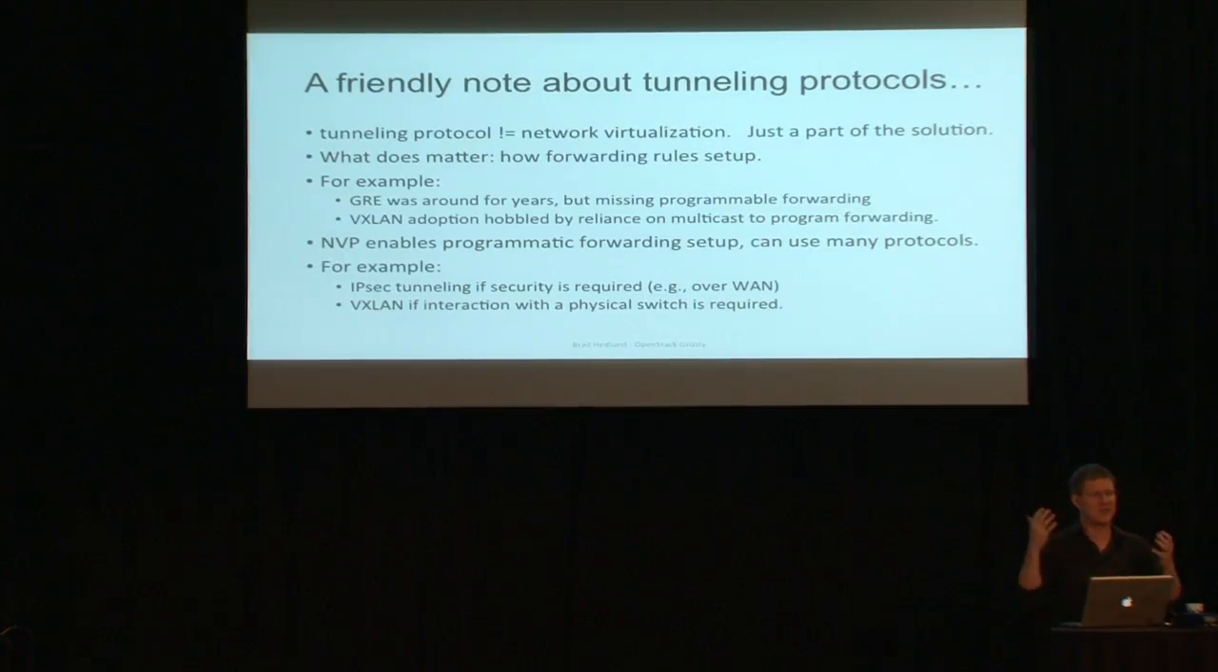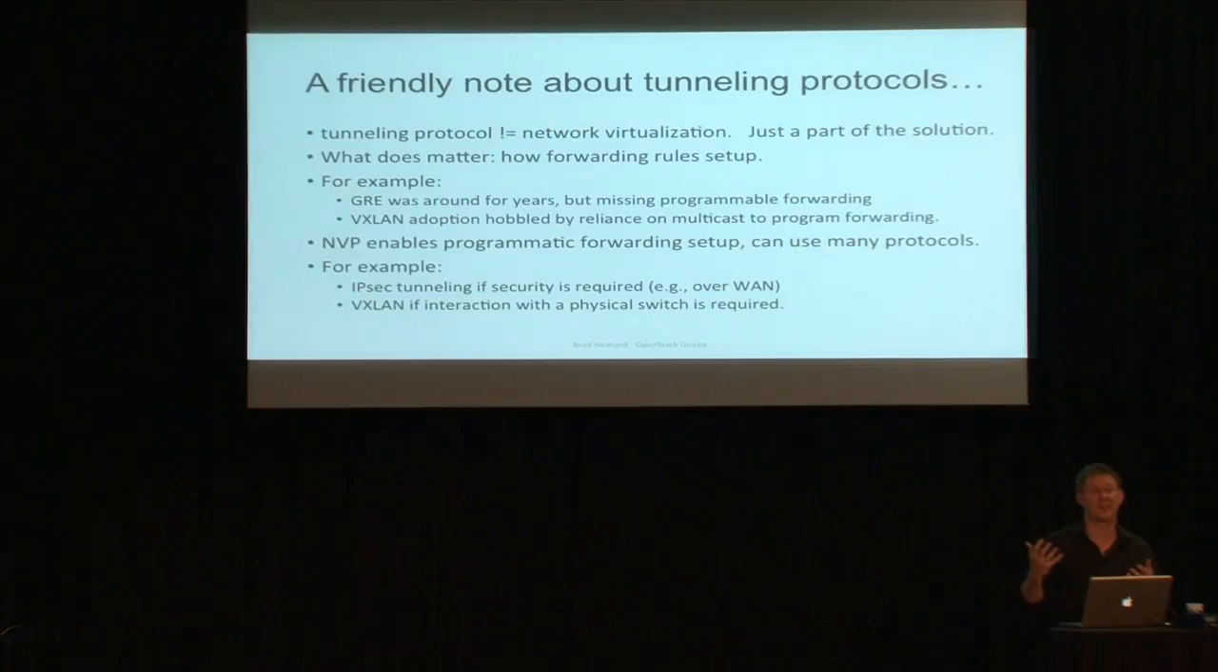First off, GRE. I often hear people say, oh, I'm using Quantum with GRE for network virtualization. And the answer is, well, GRE is just a tunneling format, right? GRE was around for years before anyone figured out how to put it in combination with a programmable switch to be able to provision these kind of tunnels and virtualize networks on demand. Similarly, if you guys have heard of VXLAN, right? VXLAN was originally proposed, and the primary mechanism for populating flows relied on multicast, which meant it was a total pain in the butt to use, right?